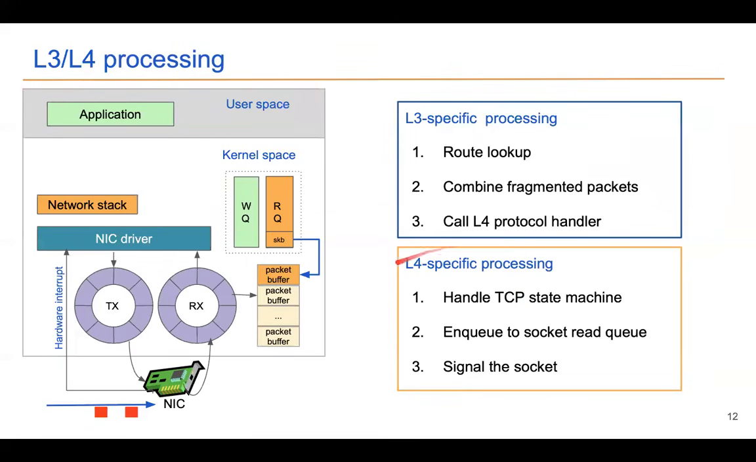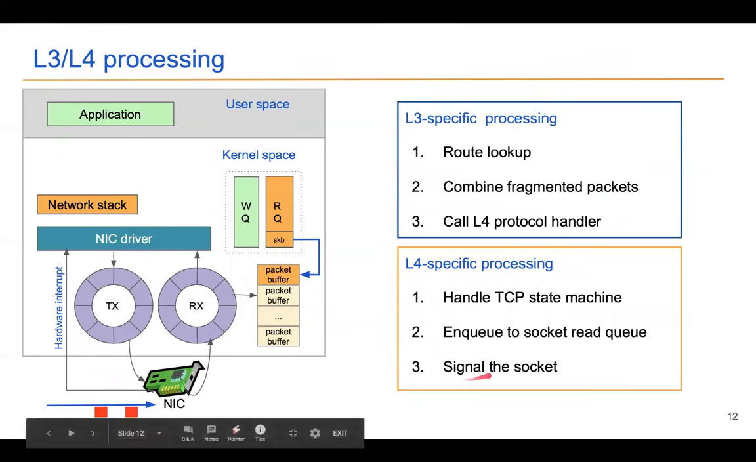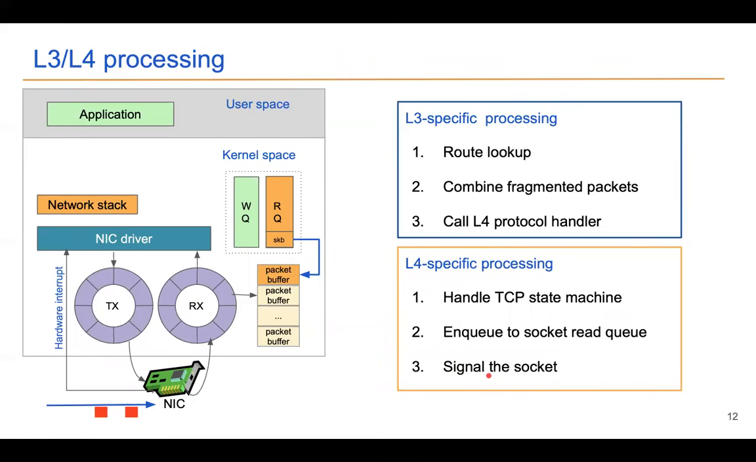When an application opens or binds to a TCP socket, a pair of read-write socket queues are assigned. These queues specify the packets to be sent or received. Layer 4, that is TCP, handles the TCP state machine and enqueues the packet to the socket read queue. Note that the socket queues do not hold actual packets, they hold pointers to the packet. After this, the application is notified that the packet is received.